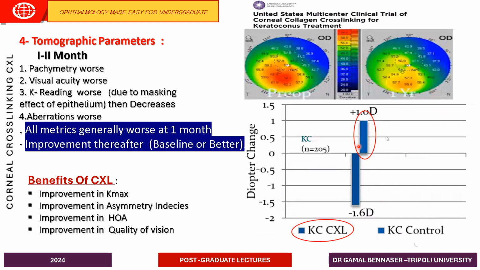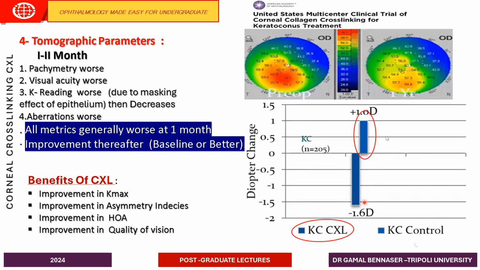So you can see that people who underwent cross-linking have flattening of the K reading and the Kmax by about 1 diopter. However, the people who did not undergo cross-linking, over a period of time reaching up to 1 year or more, have worsening of their K reading. So this indicates significantly that cross-linking has improved the topography or the tomography or the shape of the cornea based on this clinical finding.